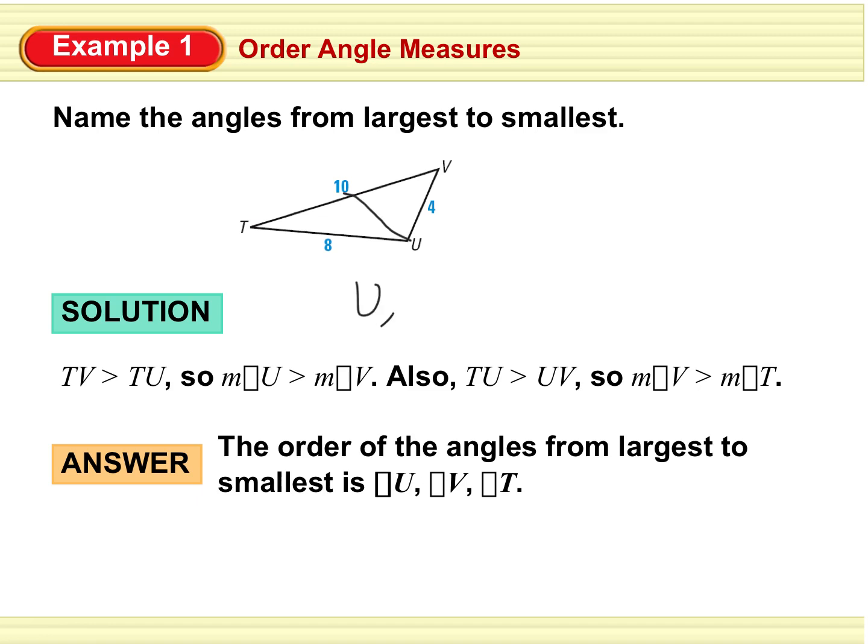What's the next largest side? V. 8. So the next largest angle would be V. So what's our last angle? Our smallest angle? T. This whole thing.